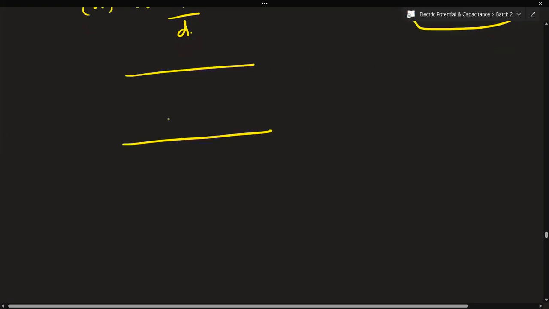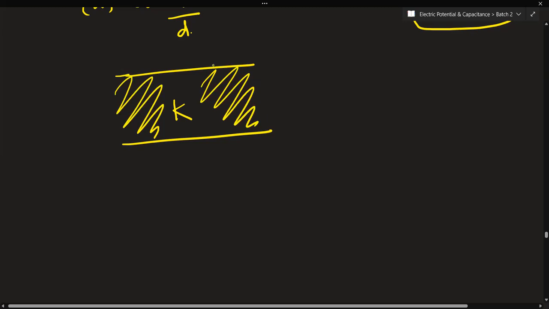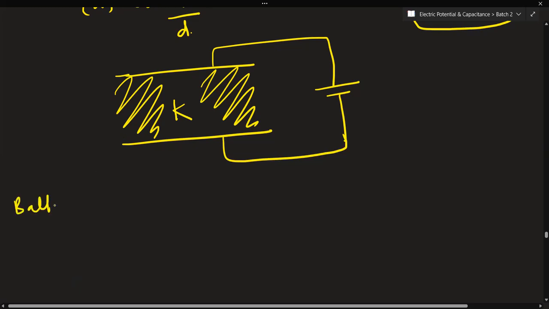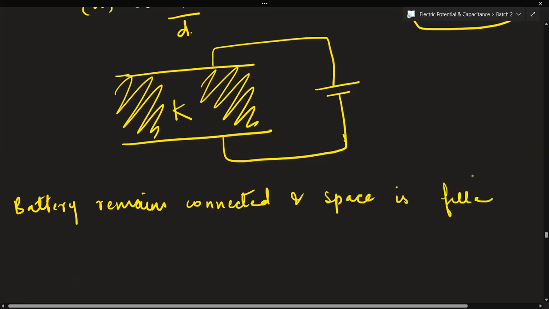Let's say this is the parallel plate capacitor. K is the dielectric constant and dielectric has been filling it completely. We have connected it, means that capacitor has been connected to the battery. Potential will be something. Now see, which is this case? Battery remains connected. This is important. Battery remains connected. And now we don't have air. The space is filled with dielectric constant.